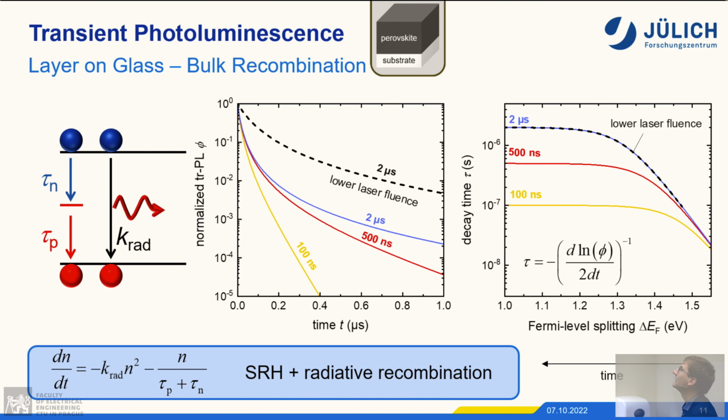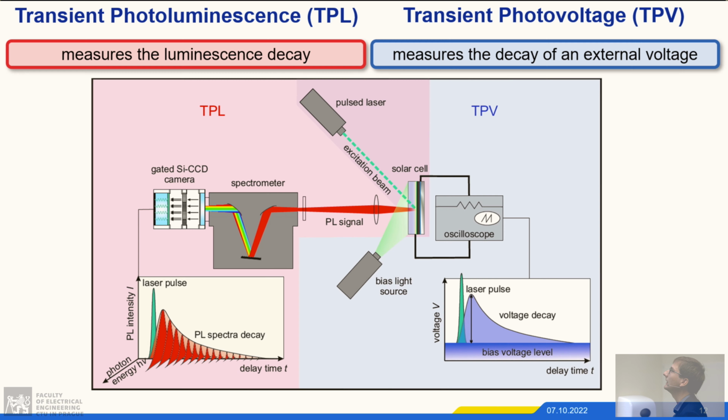Yeah? And this way of plotting the data will give you exactly that lifetime at low Fermi level splittings, so low carrier densities. At high carrier densities, it will give you something that's not constant, and this part is due to this radiative recombination term here. Okay, so this is modeled data, and we'll now look at experimental data.